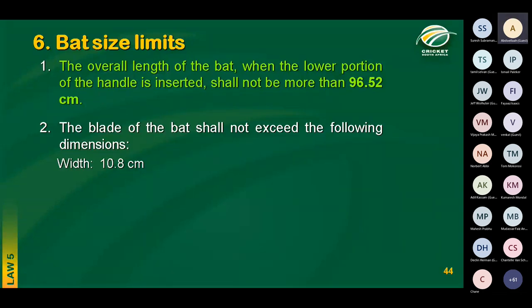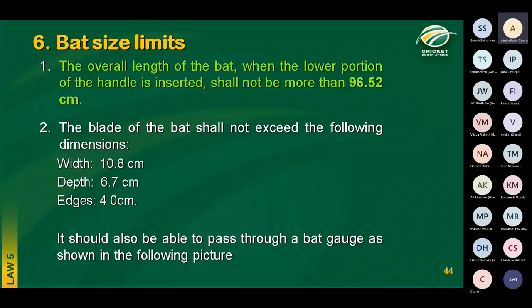The lawmakers felt it was not a fair contest between bat and ball, so they brought in the following. They now said the depth of the bat should not be more than 6.7 centimeters, and the edges not more than 4 centimeters. So now there's a maximum width, maximum depth, and maximum edges. These are the changes that the lawmakers brought just to bring a more even contest between bat and ball.